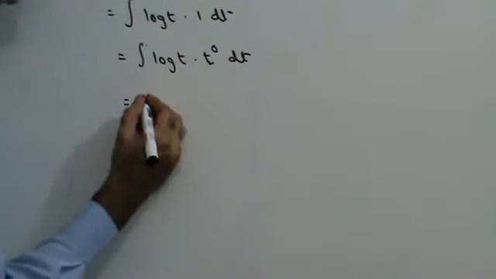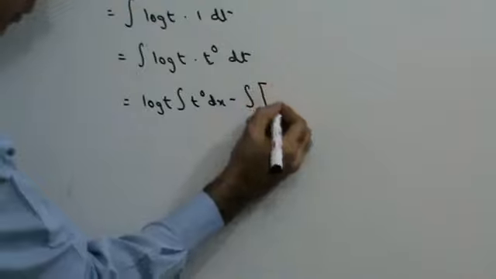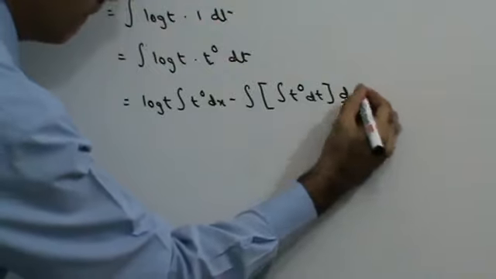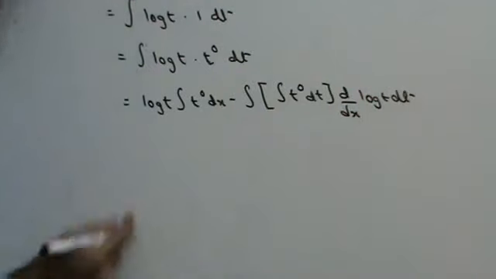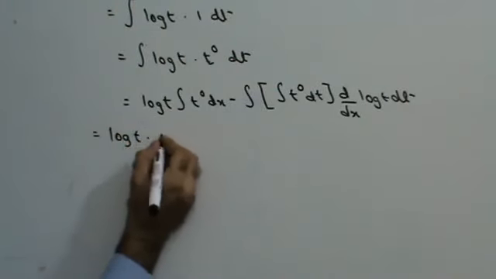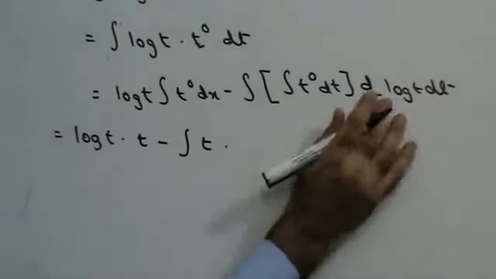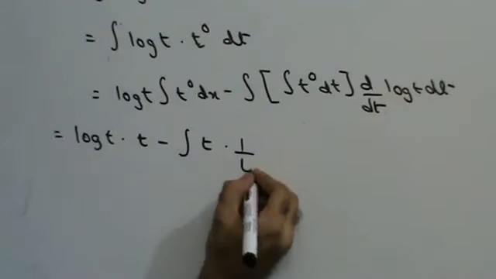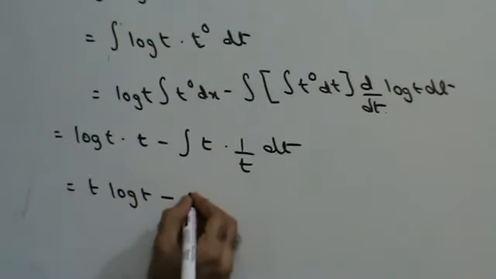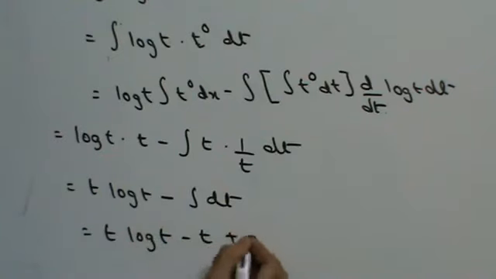uv is u times integral of v minus integral of derivative of u times integral of v. This can be written as log t, integral of t raised to 0 is t, minus d by dt of log t is 1 upon t, times t dt. This can be written as t log t minus integral of dt. This is t log t minus t plus c.